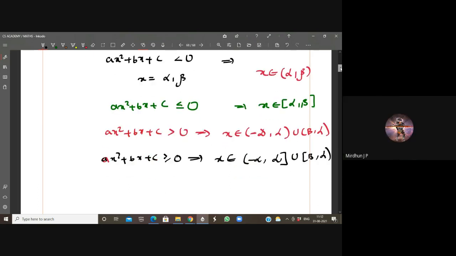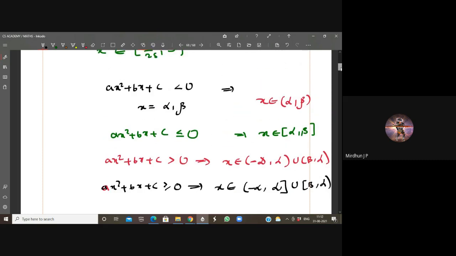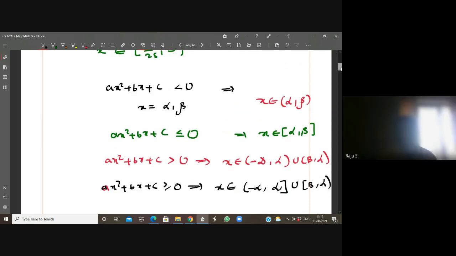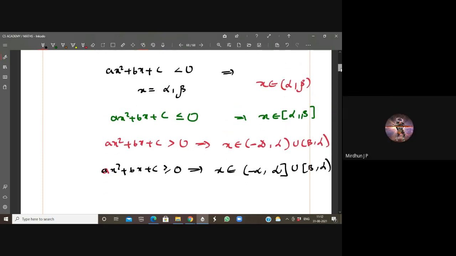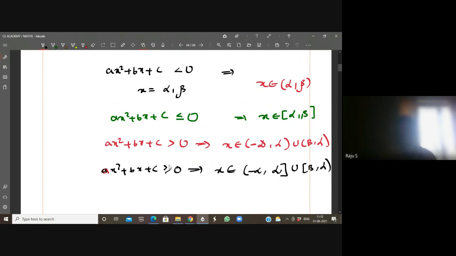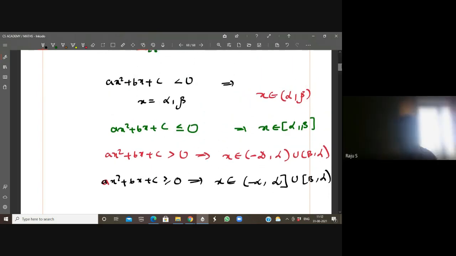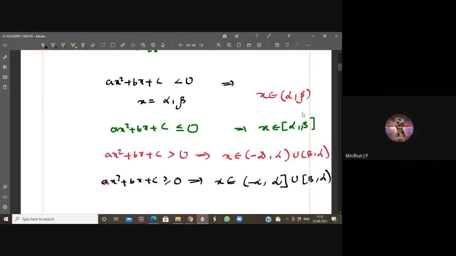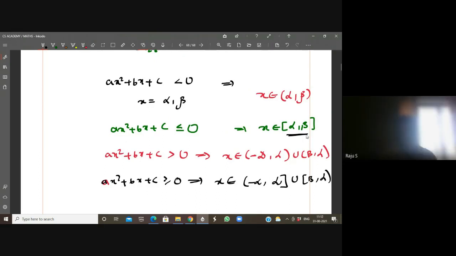We will discuss all of this. What you have written about that, sir? Sir, you have written x belongs to, for ax square plus bx plus c less than 0. See here, sir, in that you have written x belongs to alpha to beta.